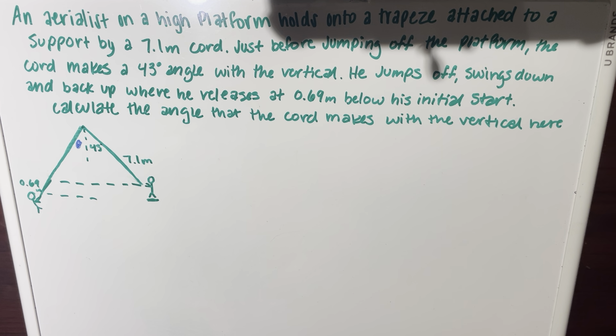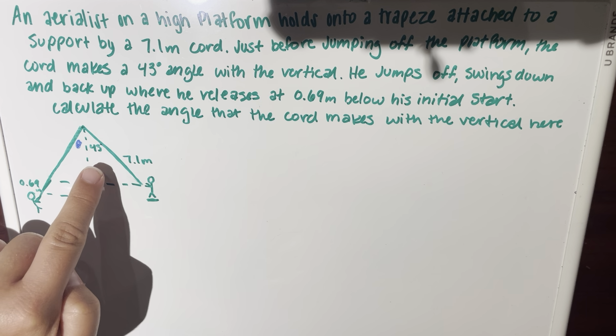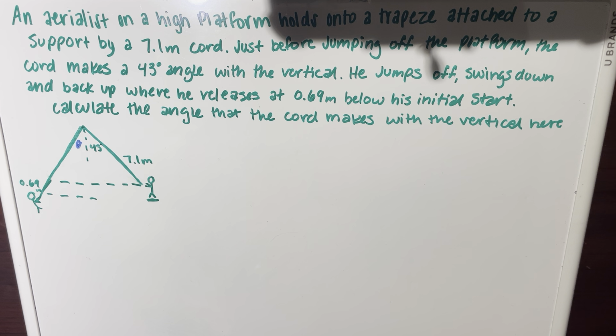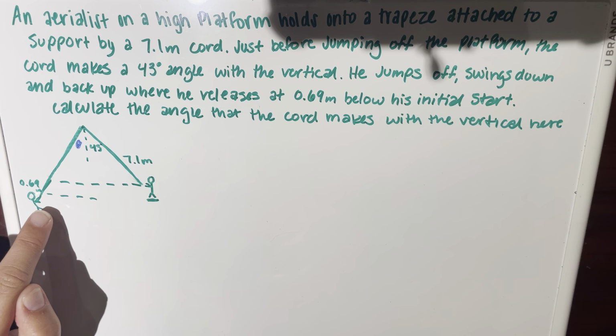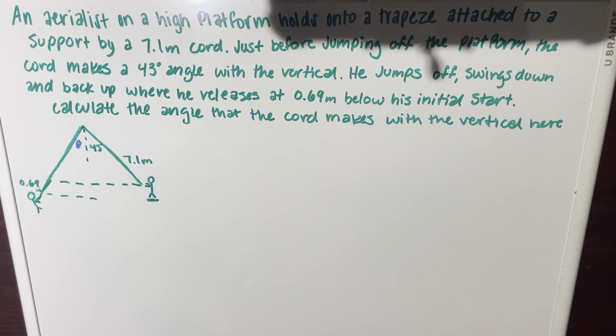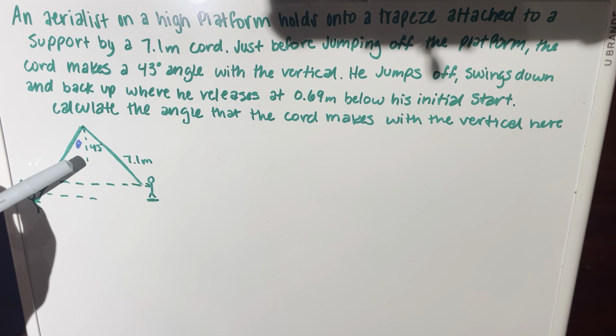Hello. So for our second problem, we're going to be doing the aerialist on a high platform. He's holding on to a 7.1 meter cord. Just before jumping off the platform, he makes a 43-degree angle. He jumps off, swings down, and back up, where he releases at 0.69 meters below his initial start. We're going to be calculating the angle that the cord makes with the vertical here.